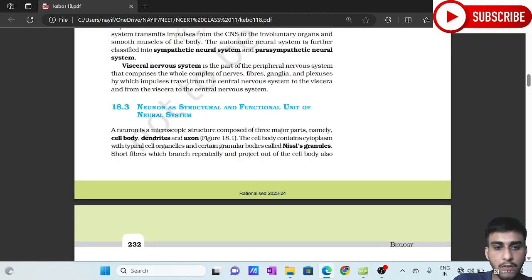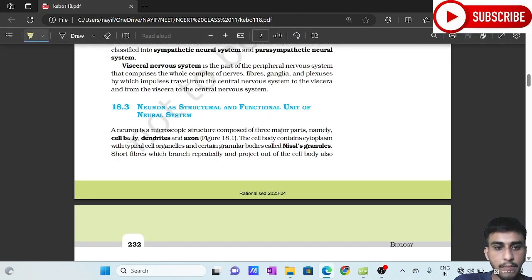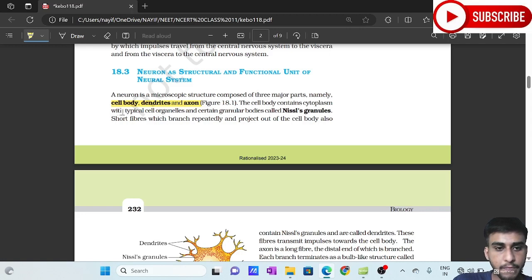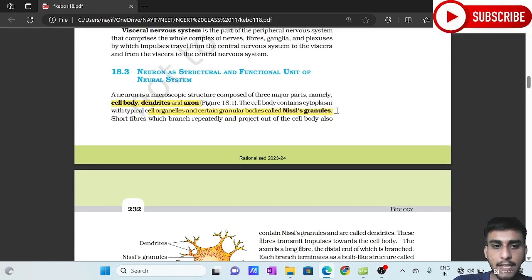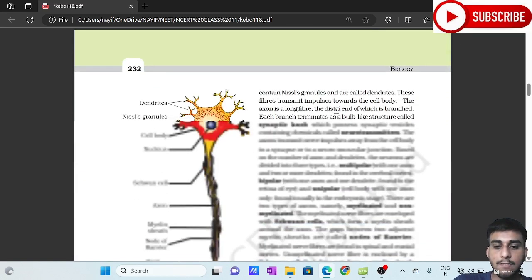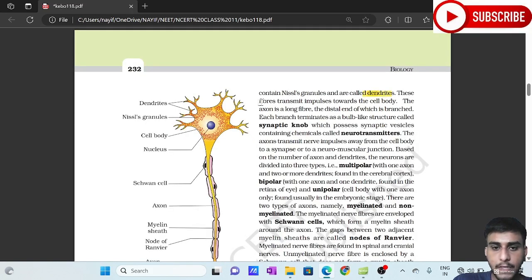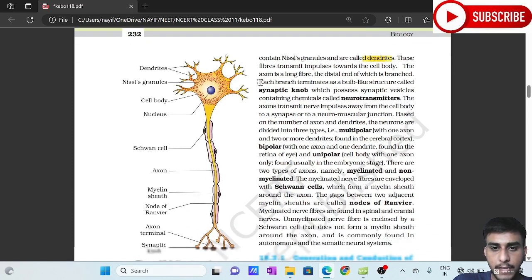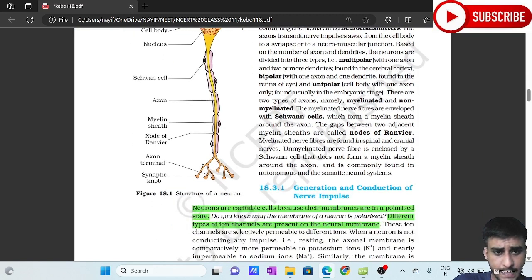A neuron is a microscopic structure which consists mainly of three major parts: a cell body, a dendrite, and an axon. Yes, I have mentioned it, right? The cell body contains cytoplasm, certain granules, and also certain cell organelles like ribosomes, nucleus, etc., which help in the maintenance of the cell, right? So they also contain dendrites. The fibers transmit. Each branch terminates as a bulb structure which is known as the synaptic knob, right?